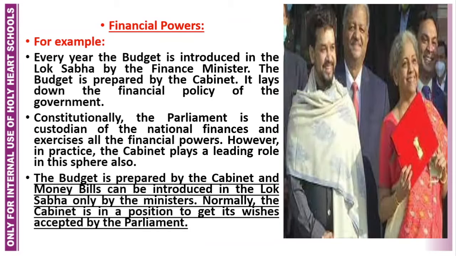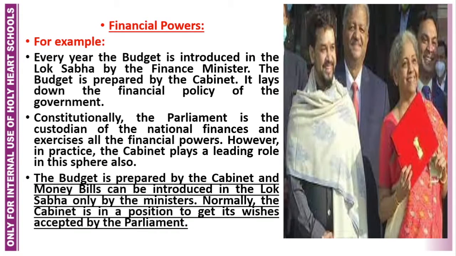Next is financial powers. The example is every year the budget is introduced in the Lok Sabha by the finance minister. So you see in this picture, finance minister Nirmala Sitharaman is going to Lok Sabha with the budget in her hand. The budget is prepared by the cabinet. It lays down the financial policy of the government.